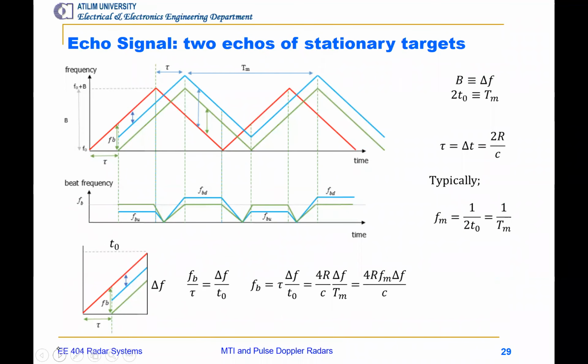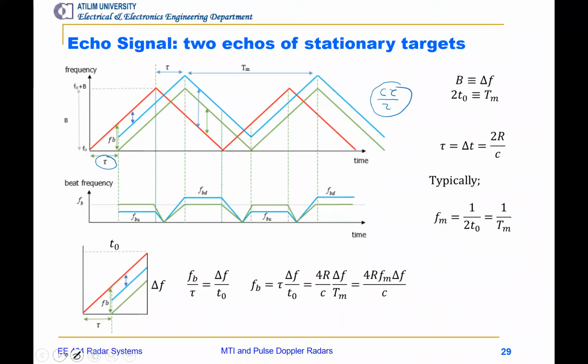So here is what we will see if there is a fixed target, or if a target is in motion, okay? The red waveform here represents the transmitted signal, okay? And the green one represents the echo signal from a stationary target, where, let's say, if the time difference is tau, then it's going to be simply C tau over 2, okay?